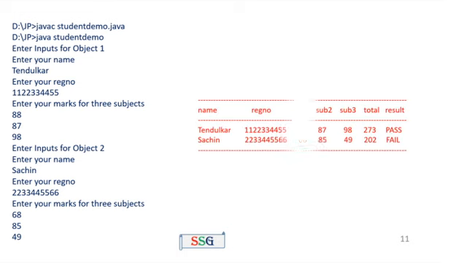Next the output is in table format: name, register number, subject 1, subject 2, subject 3, total and result. For the first student the result is pass. For the second student the result is fail because the third subject secured only 49 marks.